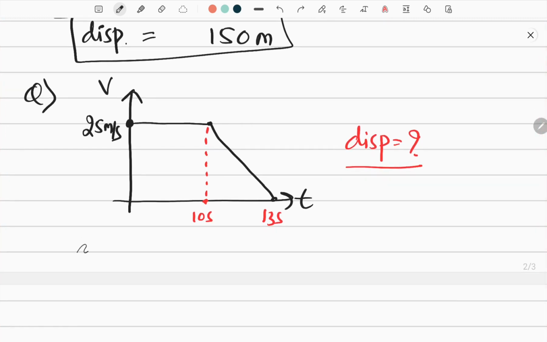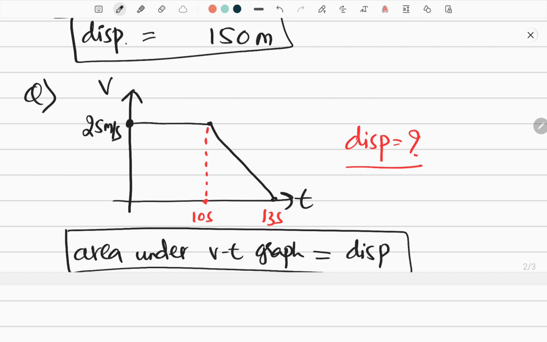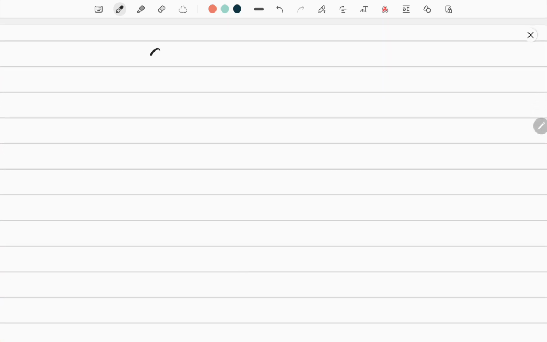So basically what I told you: if you are finding the area under a vt graph, you are going to calculate displacement. This was the main thing, because this will be used in the further cases. All right, now let us come to slope. Okay, slope of a vt graph.